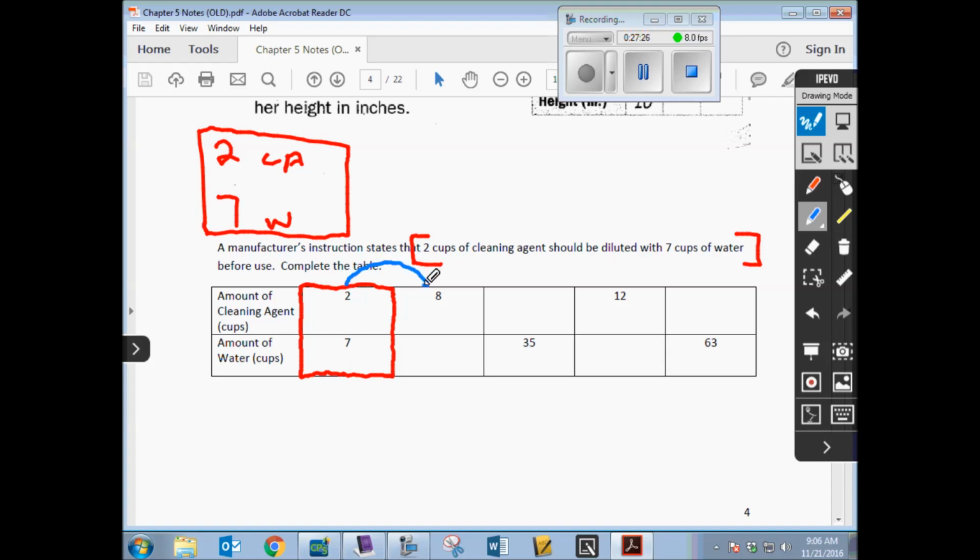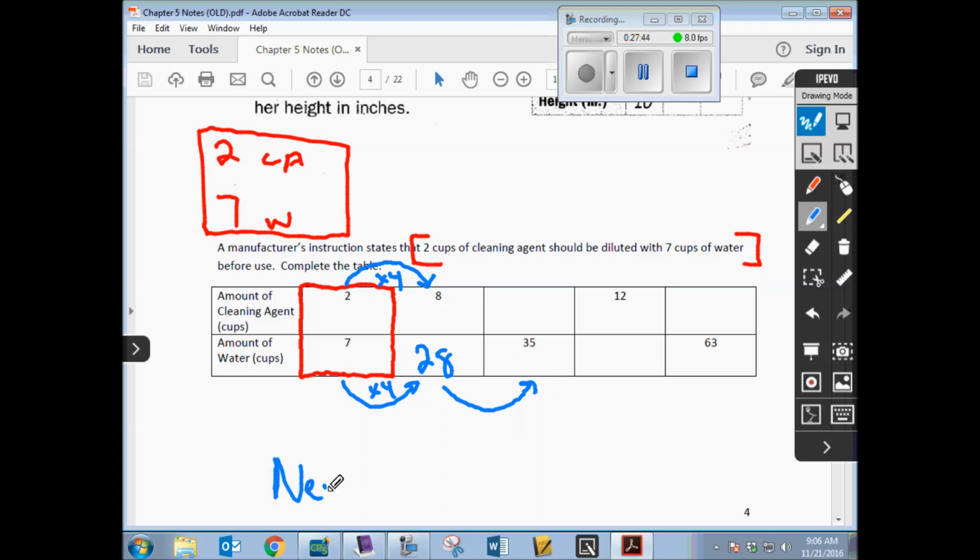Now this one, the scaling's kind of done for us, right? What are we doing to our number of amounts of cleaning agent? Times 4. So what do we have to do to our number of cups of water? Times 4. So that's going to be 28, right? Okay. Now, is there anything I can do to go from 28 to 35? Add 7. You can never add or subtract.